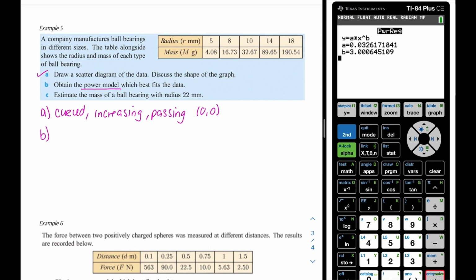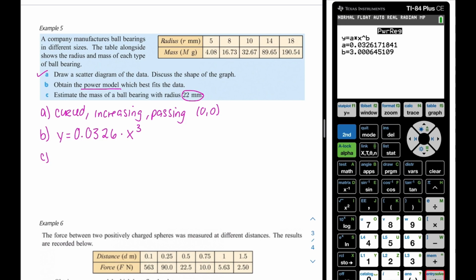And in order to write this correctly on our piece of paper, we're going to have y is equal to a, and we're going to round to 3 significant figures, times x to the power of b. We're going to round to 3 significant figures as well. So this seems to be actually a cubic model. Now for part C, estimate the mass of the ball bearing when the radius is 22 meters.